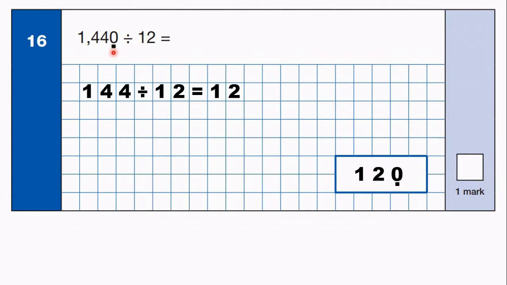When you see a division with a zero on the end, that's usually a clue that you can use mental methods to solve it. But if you're unsure, you can always check using short division. 14 divided by 12 is 1 remainder 2. 24 divided by 12 is 2. And 0 divided by 12 is 0.